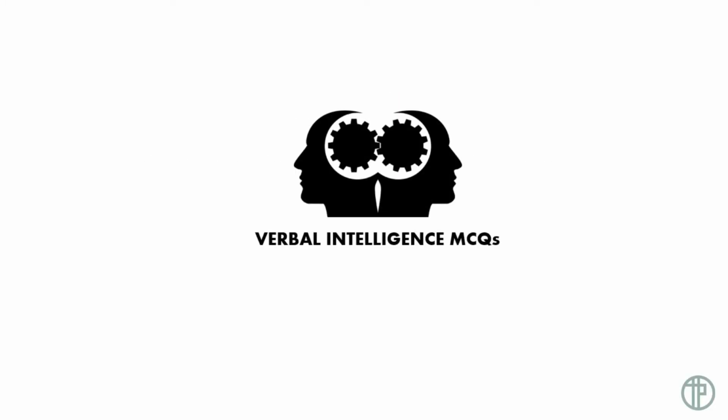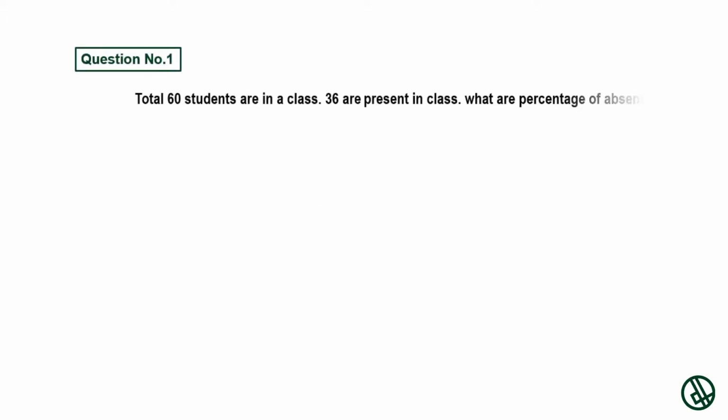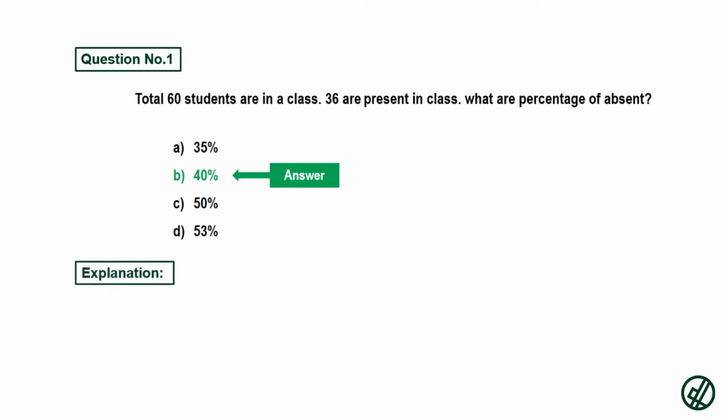Verbal Intelligence MCQs. Question number 1. Total 60 students are in a class. 36 are present in class. What is the percentage of absent? Option A, 35%. Option B, 40%. Option C, 50%. Option D, 53%. Answer is option B, 40%. Explanation.